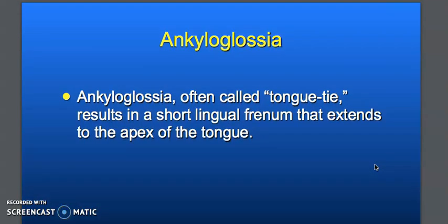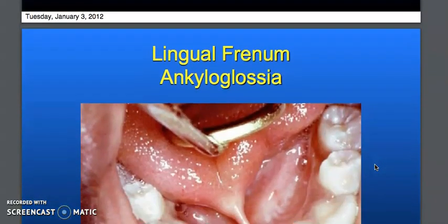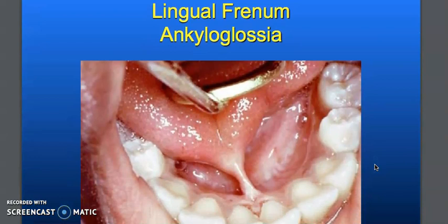Okay. Anytime you see the word glossia, that means that it's referring to the tongue. So here we have ankyloglossia. Ankyloglossia is often called tongue tie, which means it is a short lingual frenum that extends from the apex of the tongue. So let me show you what that looks like. We have a lingual frenum ankyloglossia here. If you look at the apex of the tongue, and then this is the lingual of 24 and 25. So you see how short that is compared to the long one we looked at earlier.